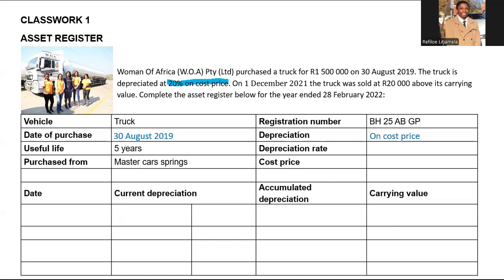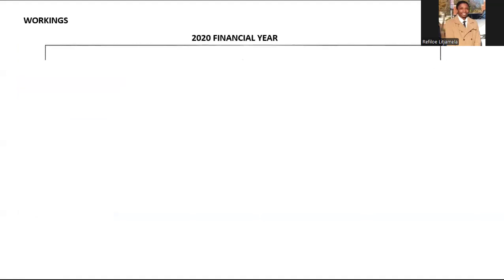Right? That will be the end of the first year. It will be the 28th of February 2020. Now we need to depreciate it for that year. And notice that it was purchased in August 2019, but we need to depreciate it according to when our financial year ends, which is the 28th of February 2020. For that year, let me just draw the timeline for you. For that year, our year started on the 1st of March 2019. It ended on the 28th of February 2020.